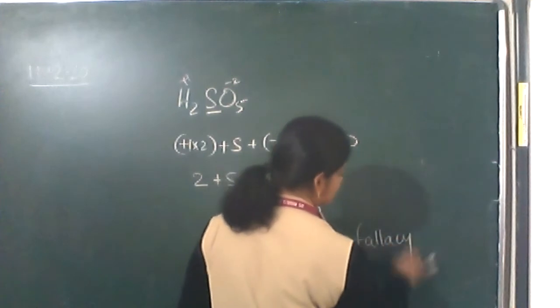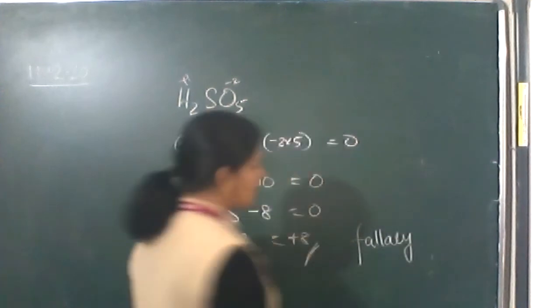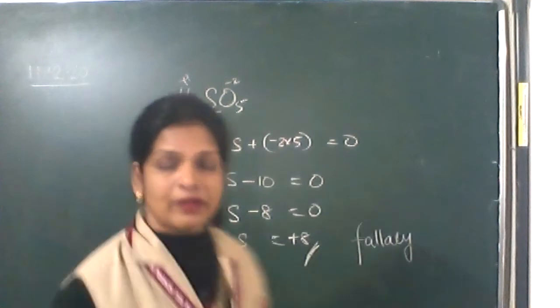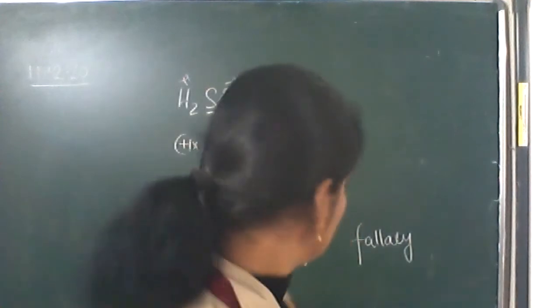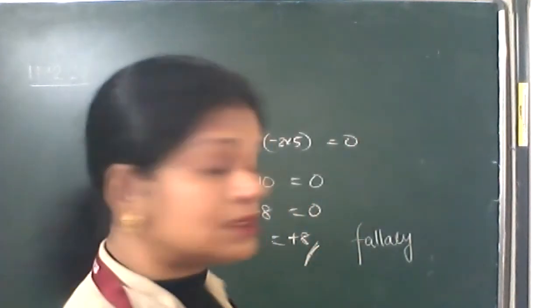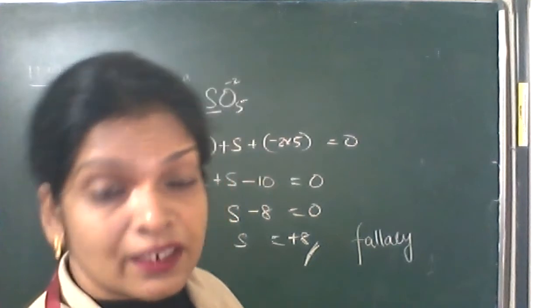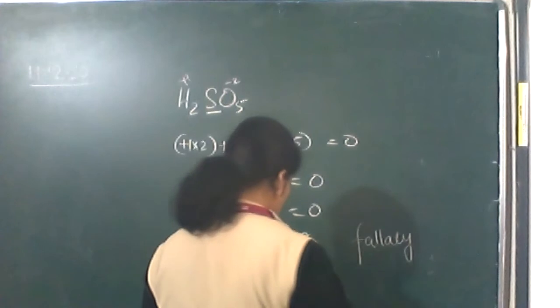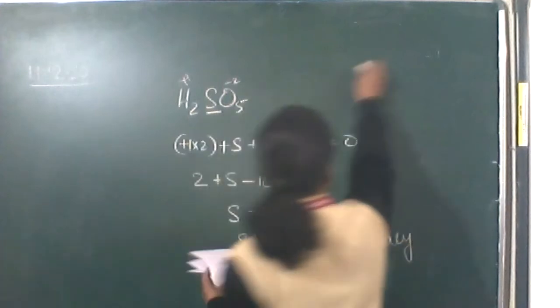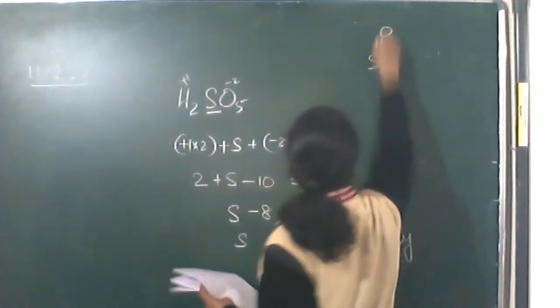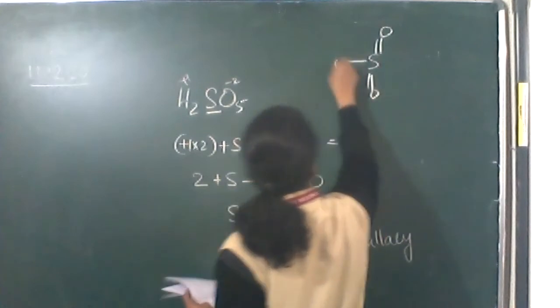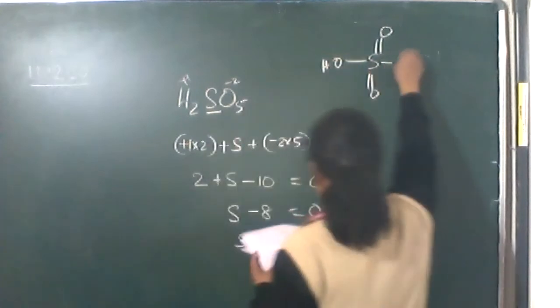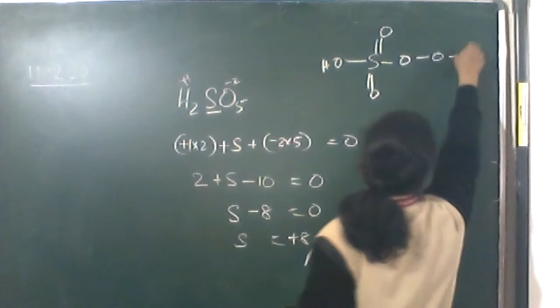Now, how can you remove this fallacy? That is done by considering its structure. Considering its structure means S double bond O, OH, OH. This is the structure.